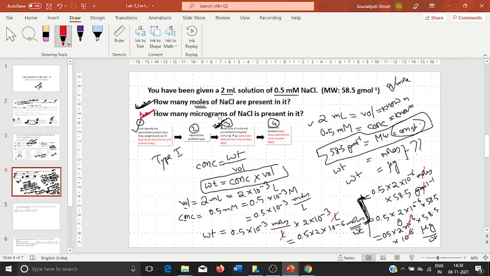This is an example of how you can use this equation to find one unknown from two knowns, and also from this to this you are doing a unit conversion. So that is how we are going to solve more problems like this. We move on to the next video.